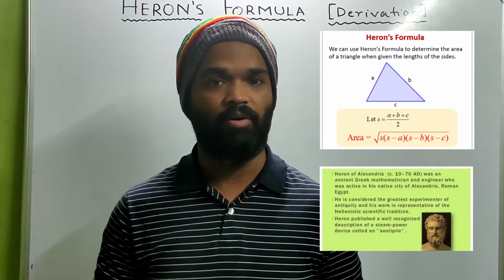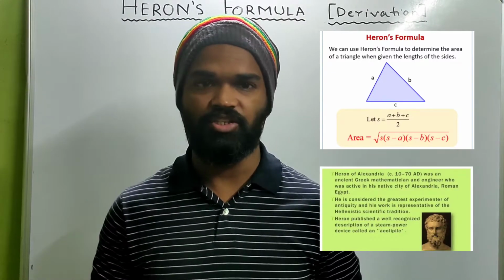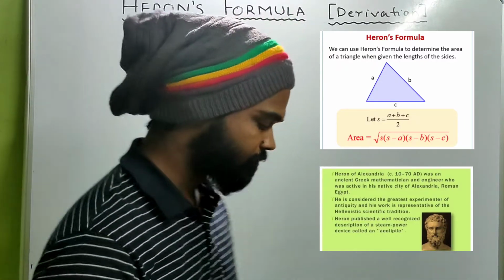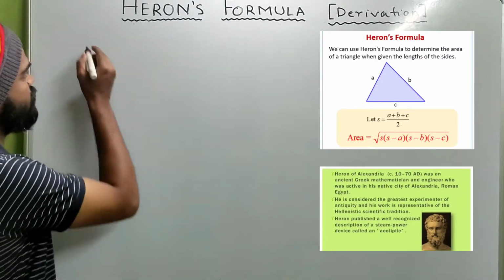Now this was given by Heron of Alexandria, and he was a Greek mathematician and engineer. Now let us derive his formula. Before deriving the formula, we should have a few basic pieces of knowledge.